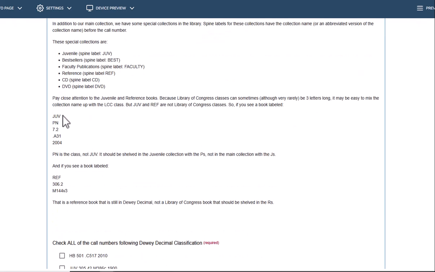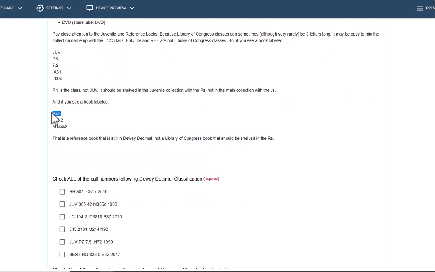So here we have a juvenile book, JUV PN. Now I can see, first of all, JUV, not a Library of Congress classification, there are no JUVs. So you know that that's juvenile, and then right after it we have PN, so I know that this is a Library of Congress number going into the juvenile section.